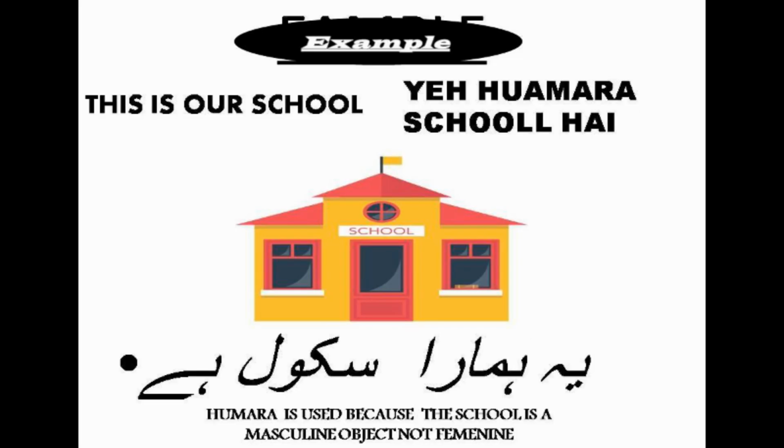For example, this is our school. ये हमारा school है. Repeat after me. ये हमारा school है. The word हमारा is used because school is a masculine object, and the word school in Urdu is basically school.